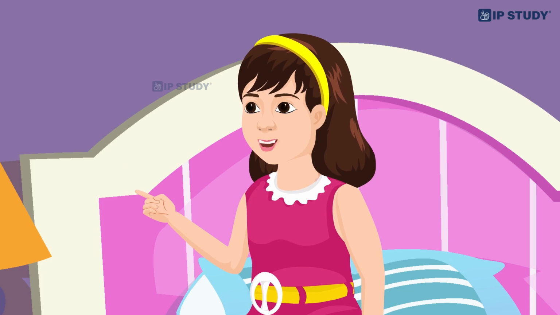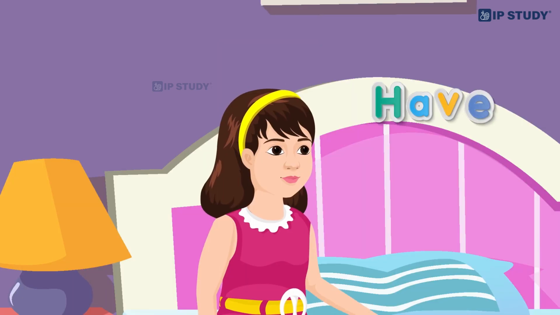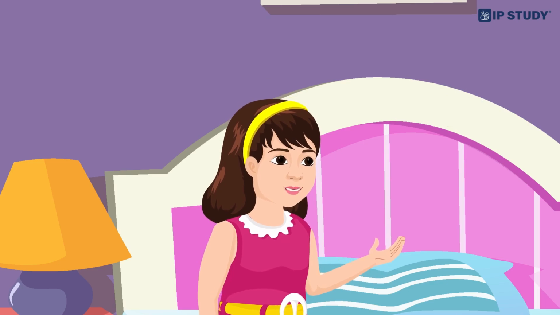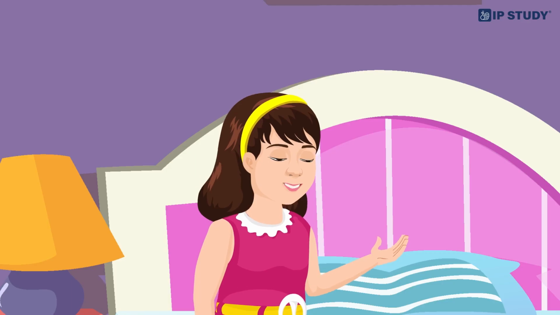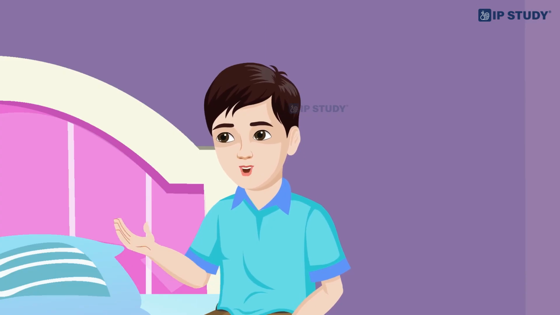Akshit, look at those books. I have those two books. Have is a word we use when we are talking about ourselves owning or possessing something, like this book. Now, let's go out and explore the things in the backyard. Sure, Janvi.